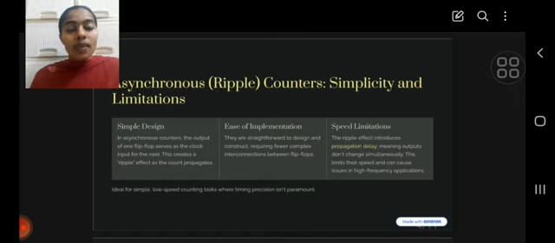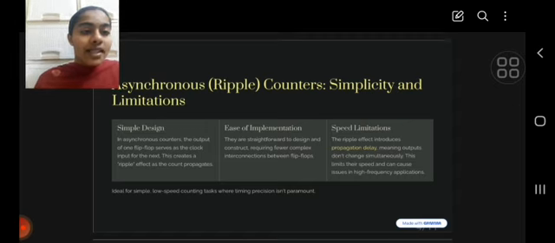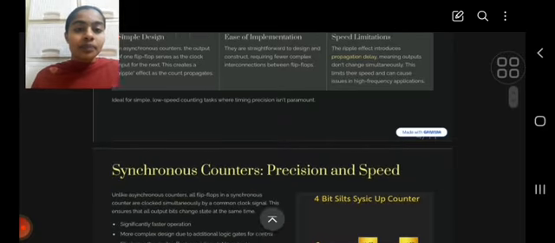They are straightforward to design and construct. It's easy to implement. Speed limitation: the ripple effect introduces propagation delay, meaning outputs don't change simultaneously. This limits their speed and can cause issues in high frequency applications.